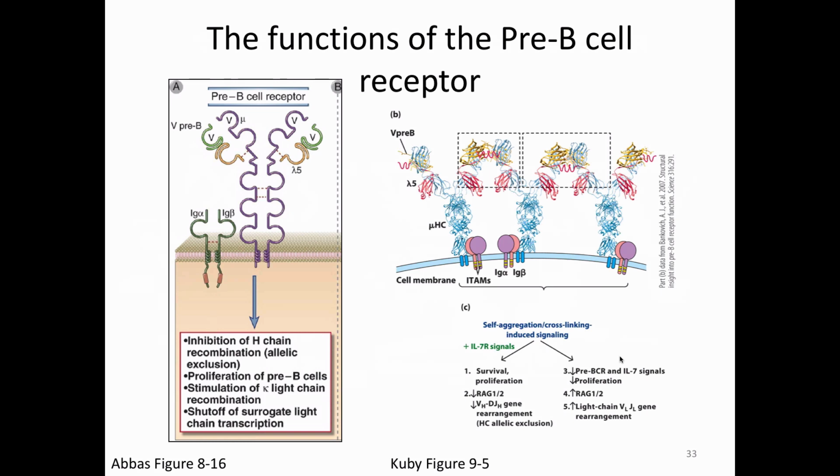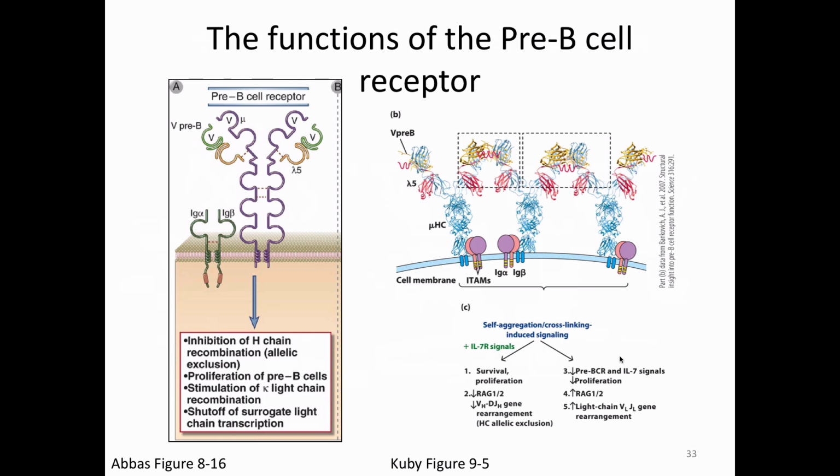We're also going to turn off production of surrogate light chain. We're not going to make any more V pre B or lambda 5, which makes sense. We just used it. We have done the one step we need with that surrogate light chain. Ideally, the next step is we're going to make light chain. So we're not going to need the surrogate light chain anymore. We're going to make a real light chain now. So we can turn off production of surrogate light chains.